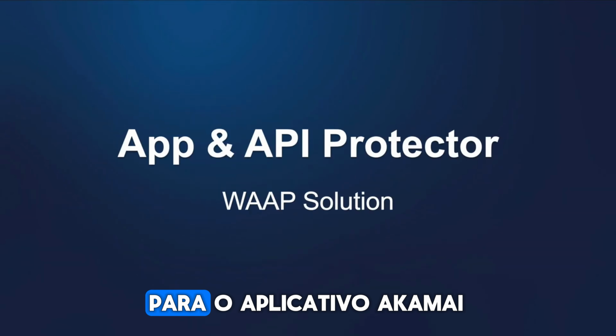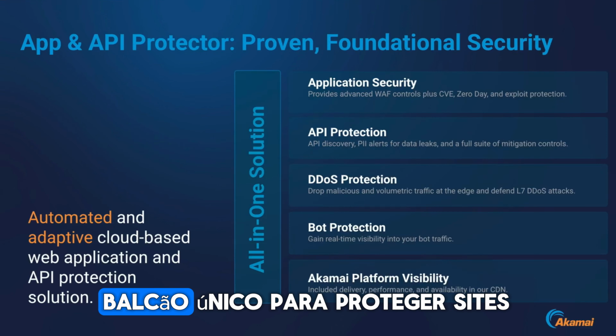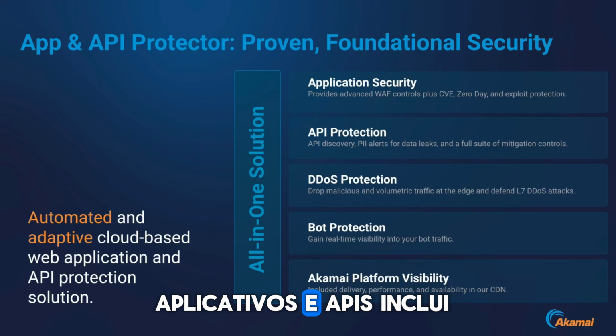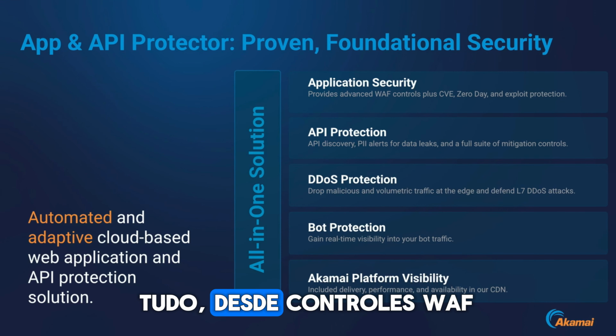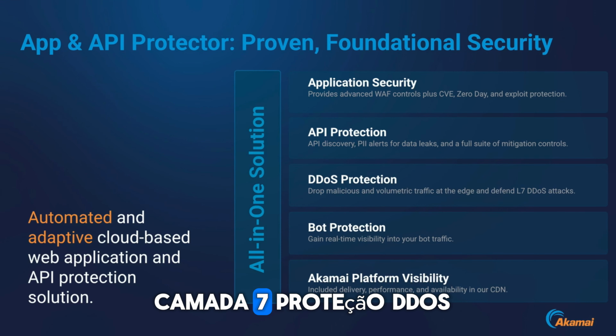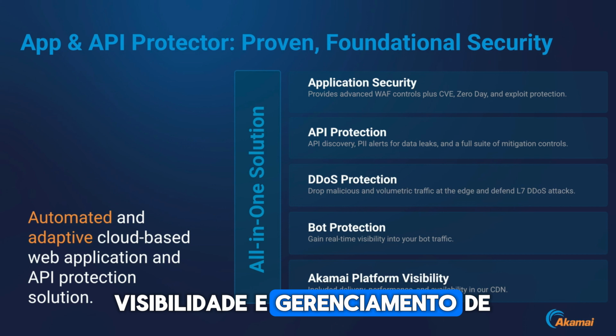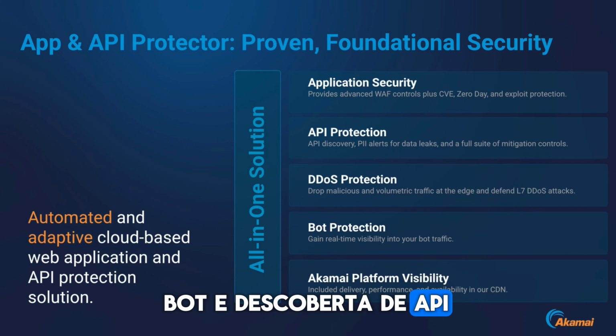Hi, today we're looking at Akamai's App and API Protector. This is your one-stop shop for protecting websites, applications, and APIs. It includes everything from WAAP controls, Layer 7 DDoS protection, bot visibility and management, and API discovery.